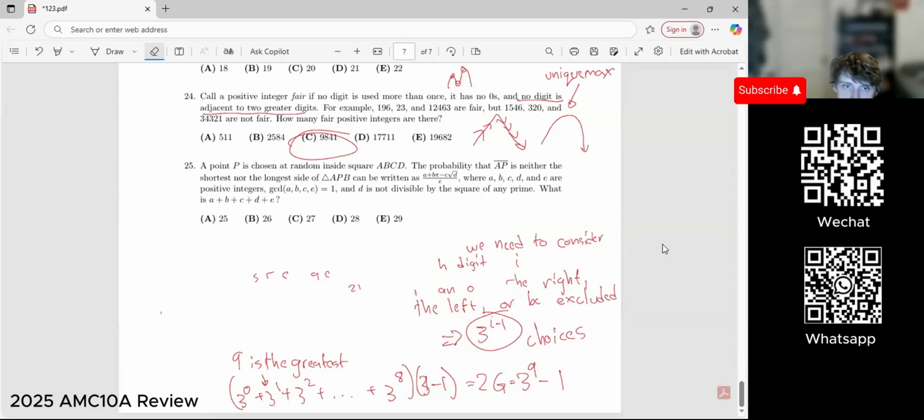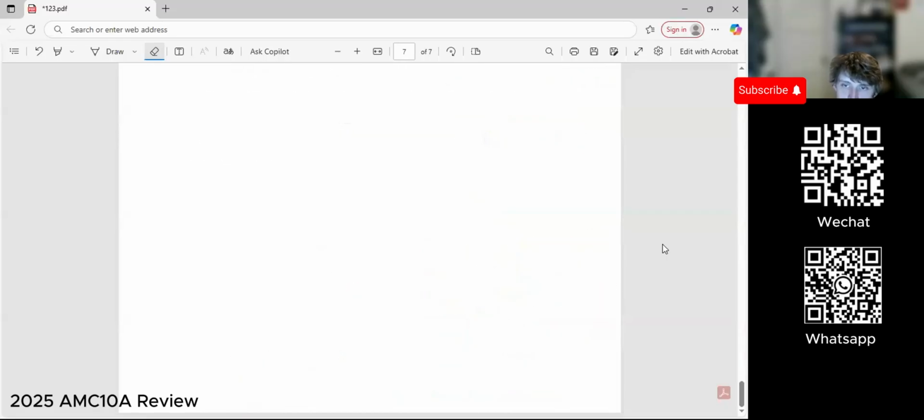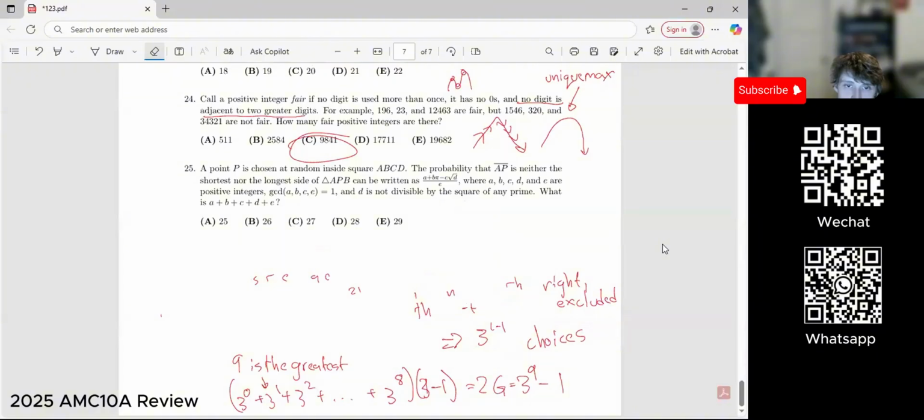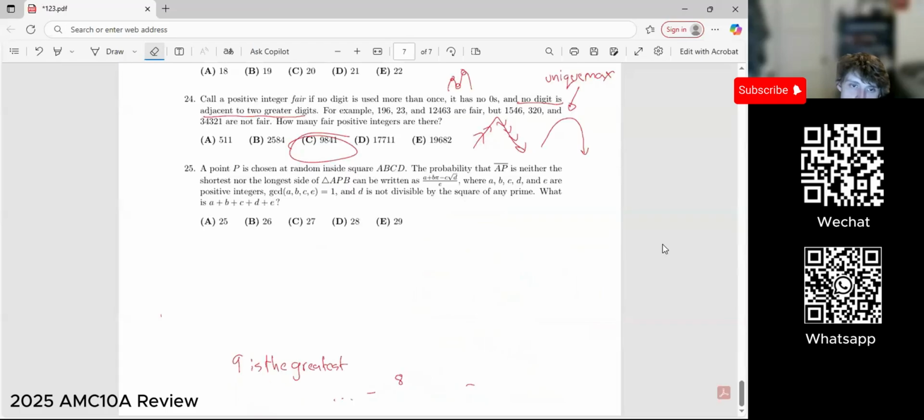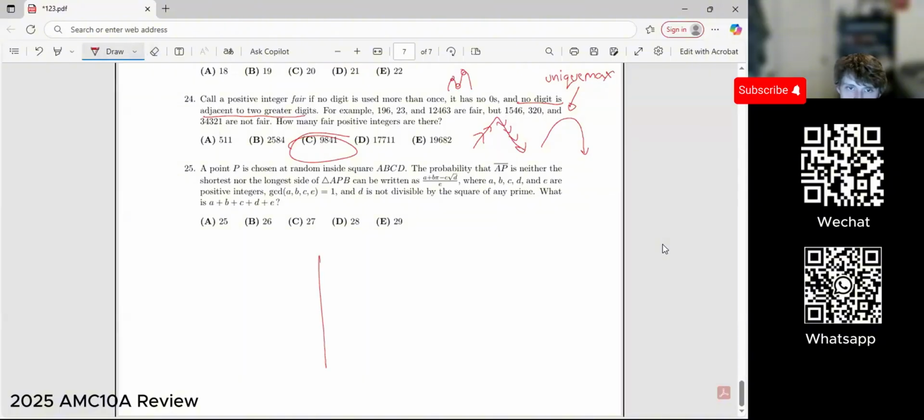So let's try this. A point P is chosen at random inside square ABCD. The probability that AP is neither the shortest nor the longest side of triangle APB can be written as (A plus B pi plus C root D) over E, where A, B, C, D, and E are positive integers, the GCD of A, B, C, and E is equal to 1, and D is not divisible by the square of any prime. What is A plus B plus C plus D plus E? So let's draw a picture. A, B, C, D.